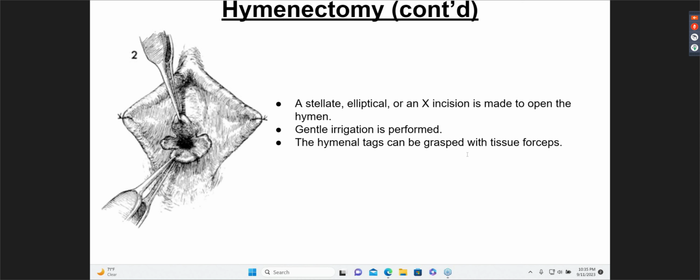No worries. This is straight from the Atlas of Pelvic Surgery. You can look it up online. It's free. Just enter the site and it's free.